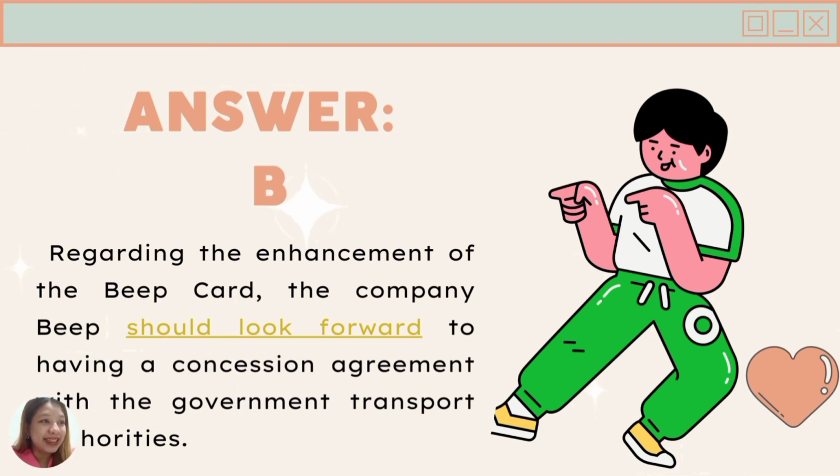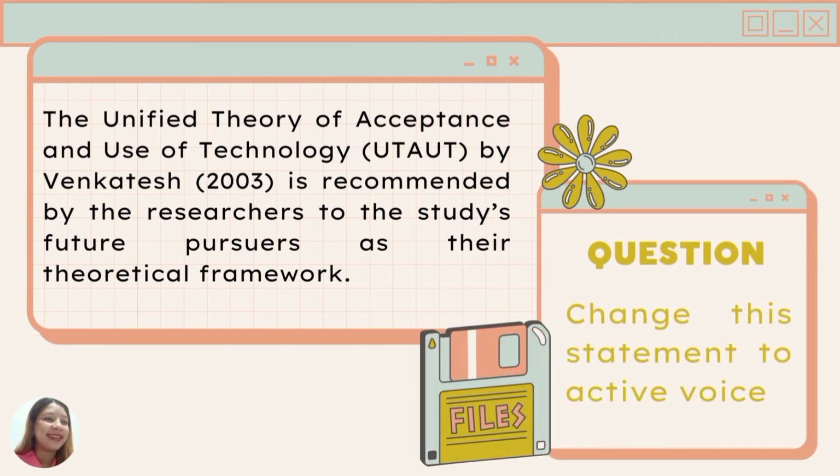You got it correct. The correct answer is letter B. Regarding the enhancement of the BIP card, the company BIP should look forward to having a concession agreement with the government transport authorities. Let's have the last one.